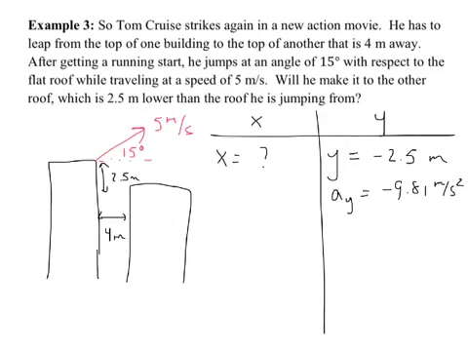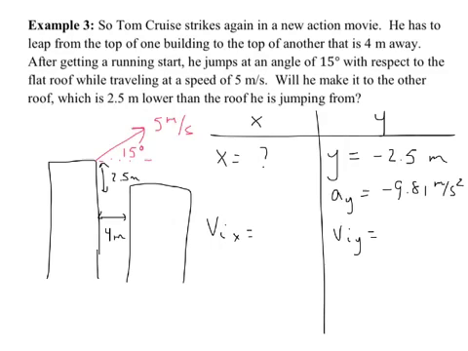Now, what about the velocities? VIX and VIY, what do we have? It's not 5. Yesterday it was 5. Yesterday VIX was 5 and VIY was 0, because Tom Cruise ran off the building horizontally. But he's not doing that anymore. So go back to your last slide and see what you have to do. Use your last slide to help you.